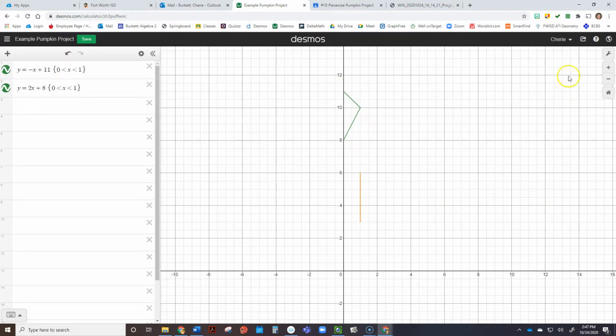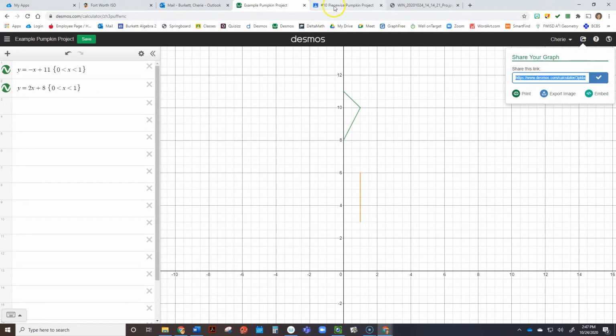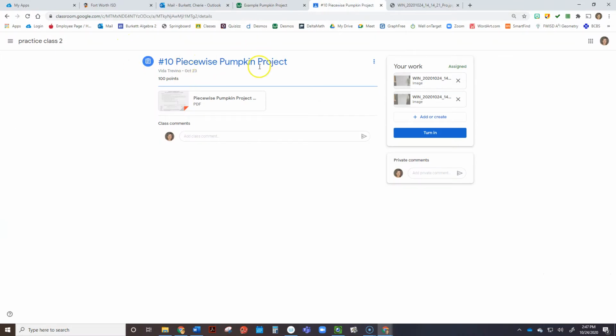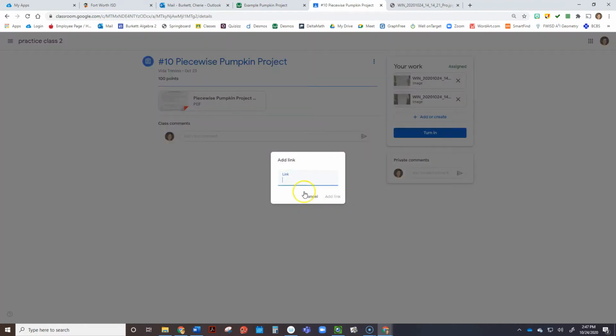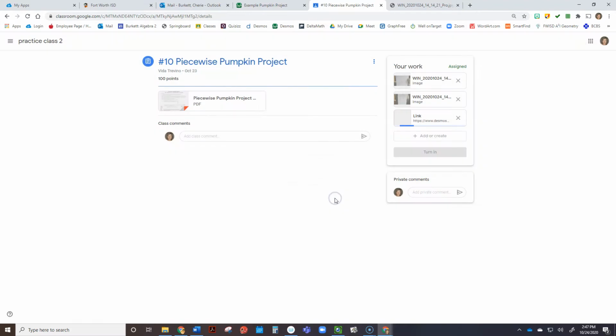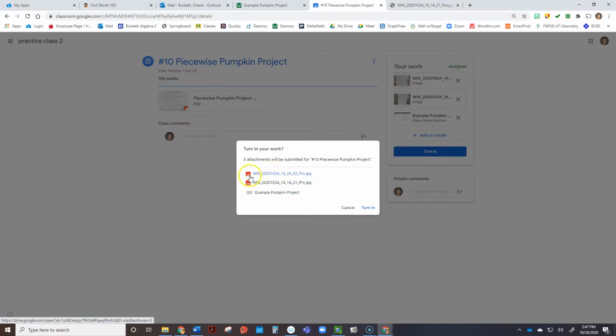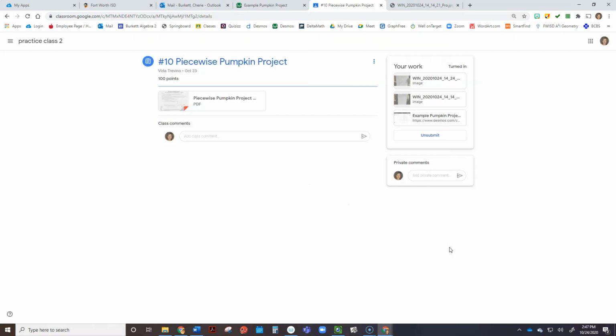I don't need those. Once you're ready, you click share the graph. Once you're finished with it, you copy that, and then you go back to the Google Classroom, you add, and this time you do link, and you paste the link in there, and now you've got 3 things in there, and you turn it in. That thing, that thing, that thing. So that's what everybody should do.